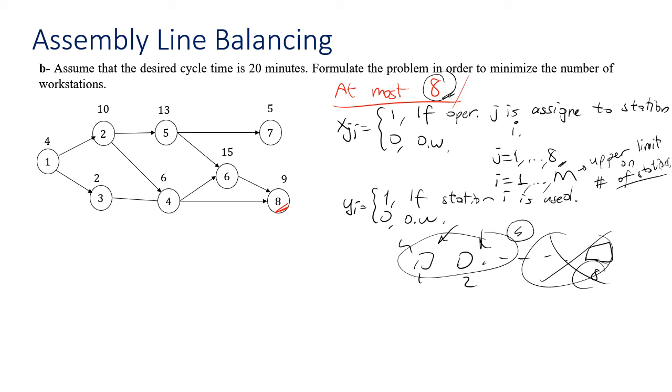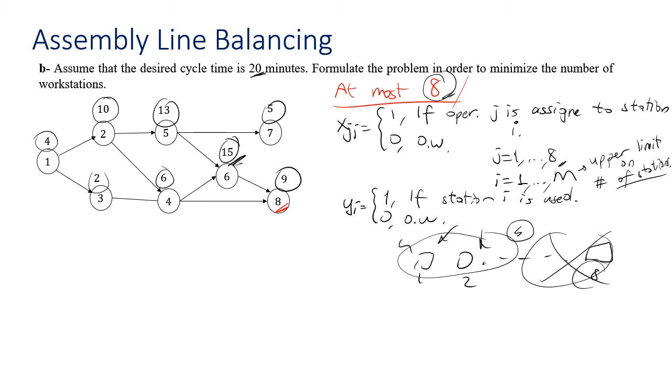But of course, when you assign each one of these tasks to a different workstation, what will be the cycle time? The first workstation time will be 4, the second will be 10, the third one, fourth one, fifth, 6th, 7th, and 9th. So if this is the case, when we use 8 workstations, what is the maximum time? It is 15. And the desired cycle time is 20. It means that the cycle time should be less than or equal to 20 at the end.